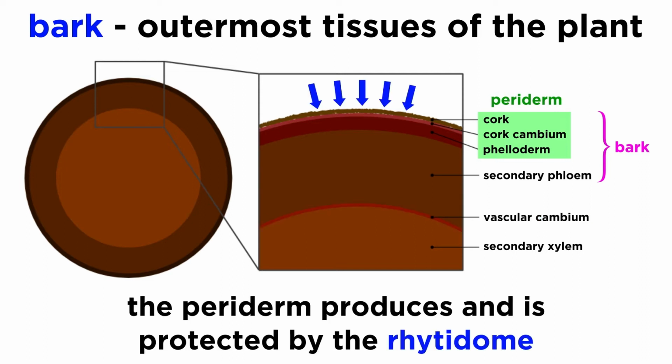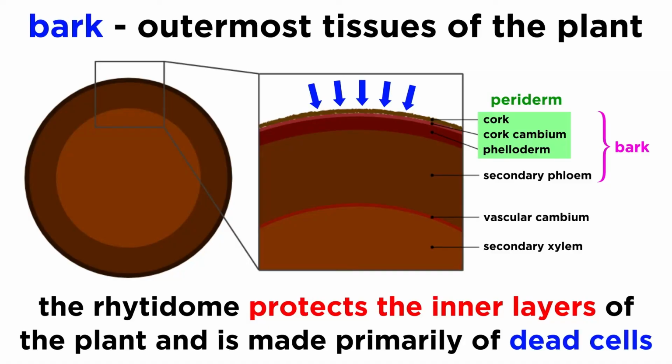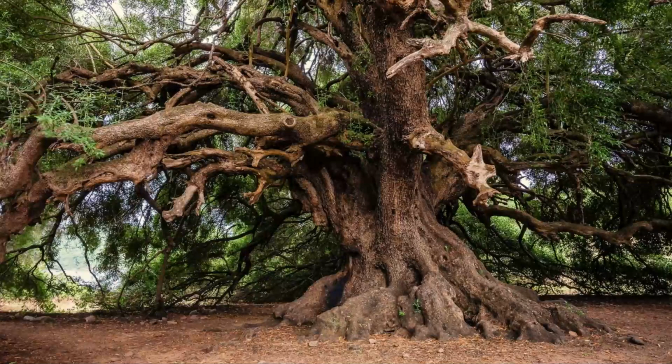The periderm produces and is then protected by the rhytidome, which is the outermost layer and most familiar part of bark, since it's the layer covering the trunks of trees, which everyone can immediately see. The rhytidome protects the inner layers of the plant and is composed primarily of dead cells. It becomes especially well developed in the older stems and roots of trees.